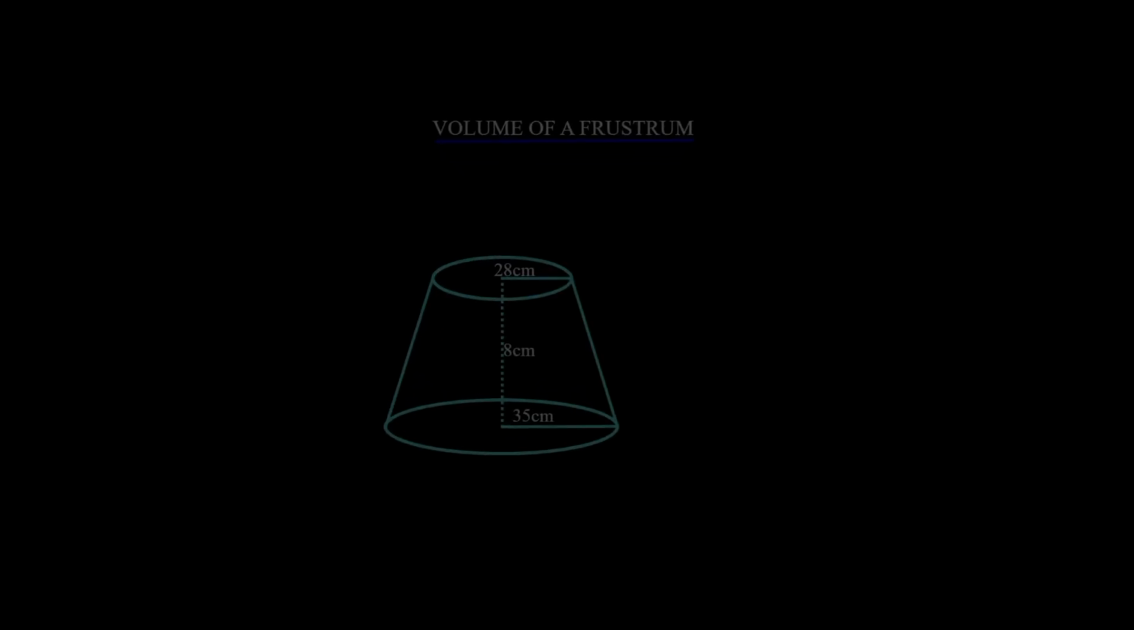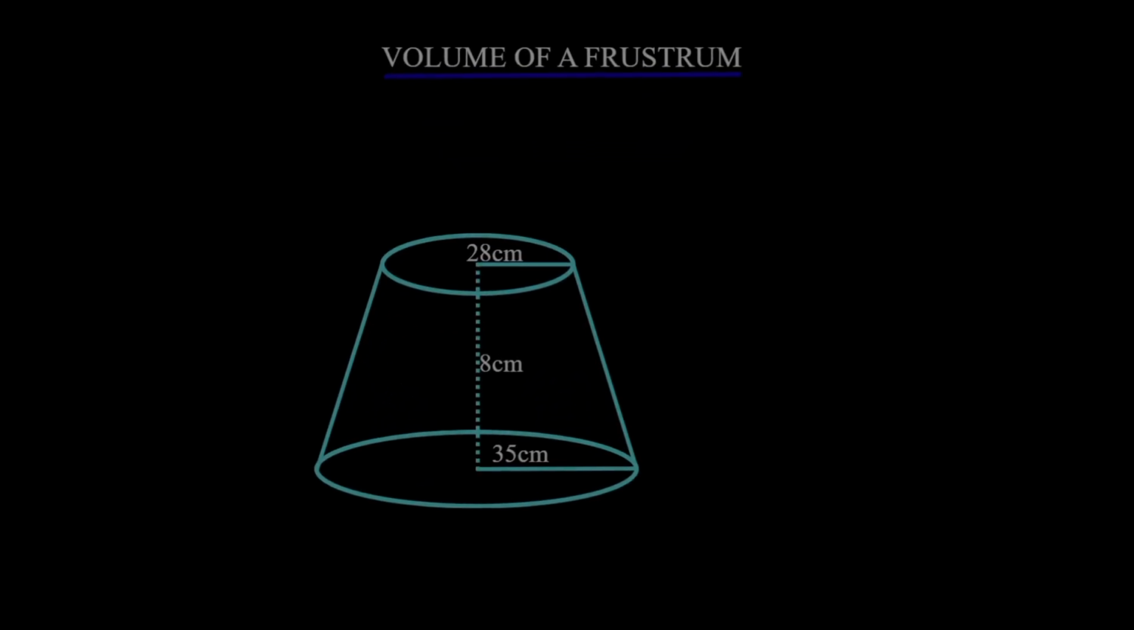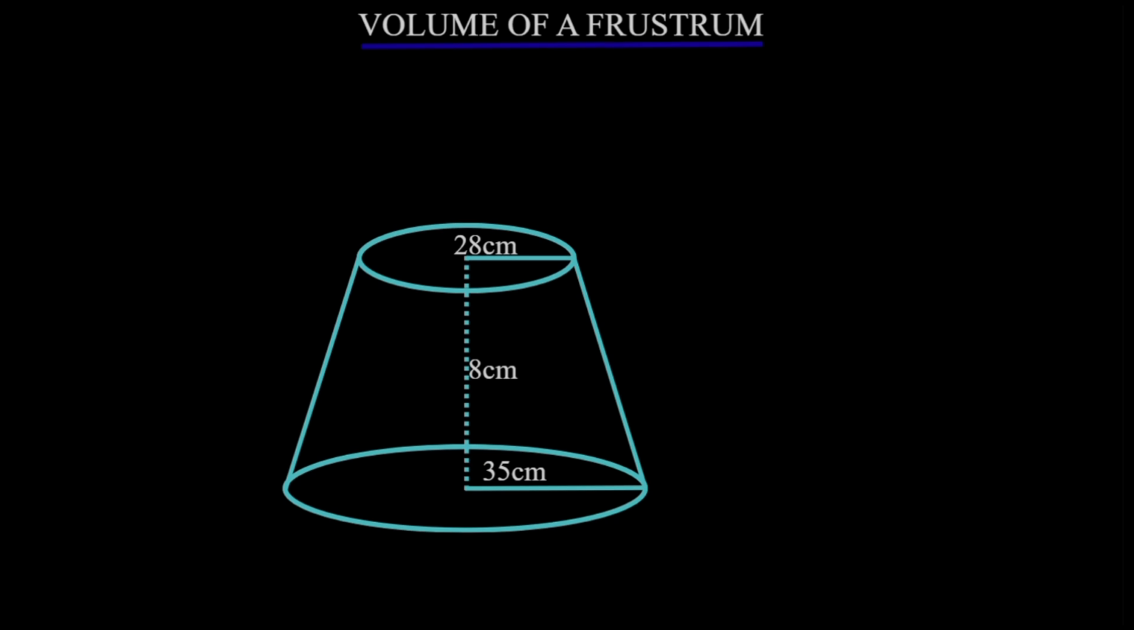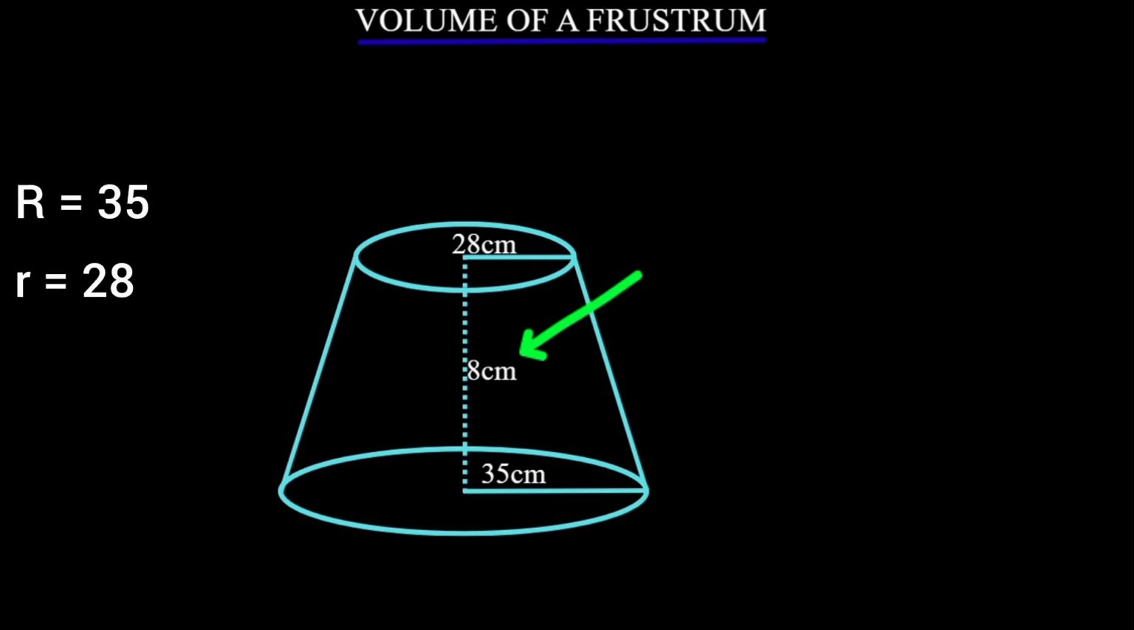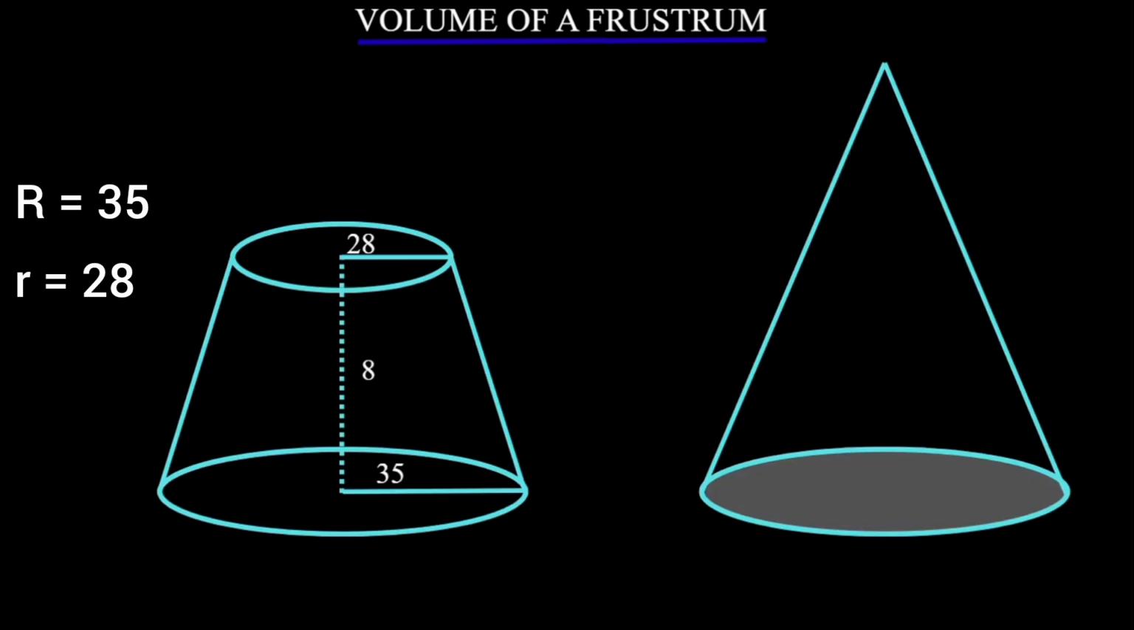Volume of a frustum. We were given this frustum with the larger radius as 35 centimeters, that is capital R, then the smaller radius as 28 centimeters, that is small r, then this was given as 8. Now to visualize this very well, we shall use a cone. A frustum is normally got by cutting a cone. For instance, we can consider this. You notice that when cutting this, we generate this frustum.